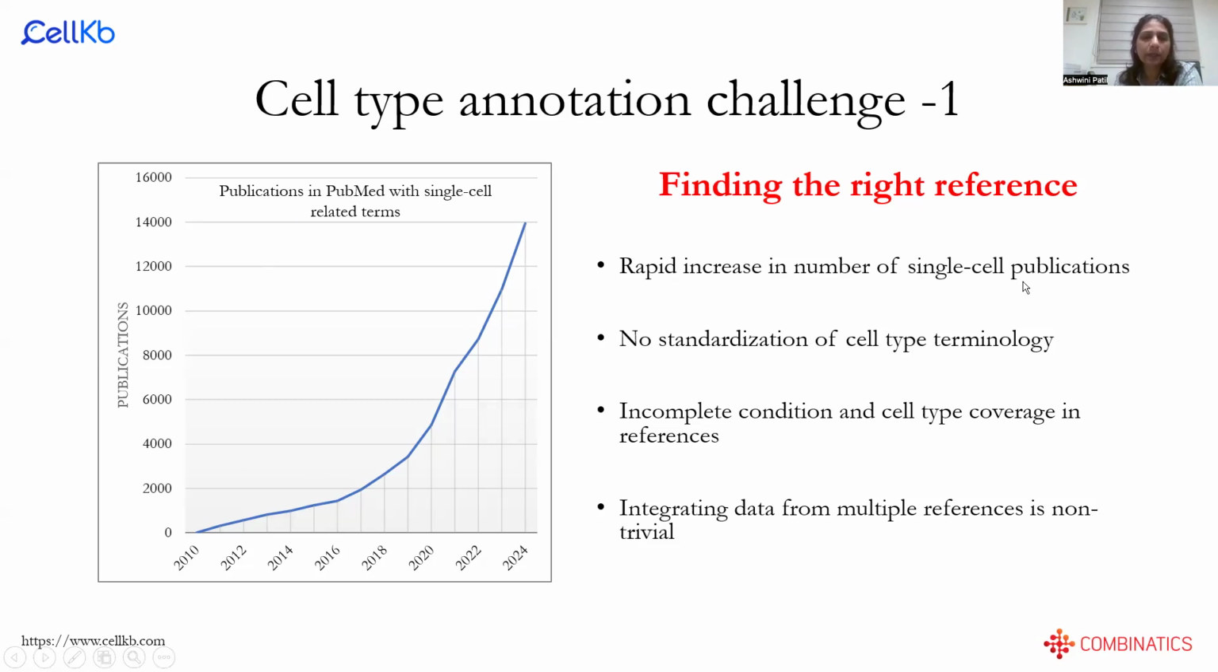Even if you find multiple references that will work for your annotation, there is no standardization in the cell type terminology that is used. Some of them might call them CD8 plus T cells or CD8 memory T cells or CD8 effector memory T cells. So they are not only non-standardized, but they are also at different levels of granularity. Also, not all references contain the complete cell type information for a particular tissue. If you are looking for cell types in spleen, one dataset might contain only the immune cells, another dataset might contain the non-immune cells. So you need to integrate multiple references to get something that is comprehensive. And this integration of multiple data sets is a non-trivial task. So this is one challenge.